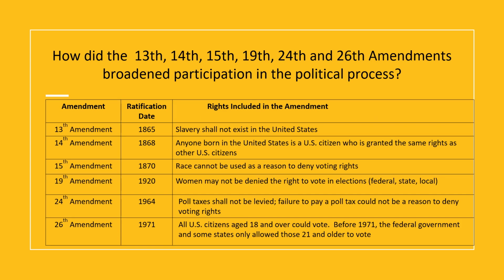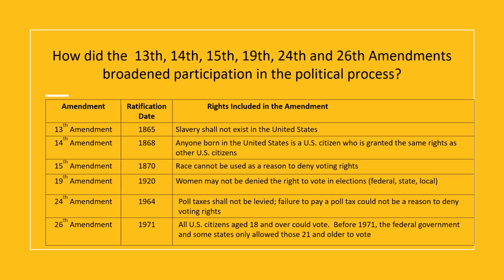We will ask the question, how have these amendments expanded civil rights to these three groups? You see before you a chart, and on that chart each of the 6 amendments that are included in the benchmark are presented, as well as the ratification date. We see that the first of these 6 amendments was ratified in 1865.